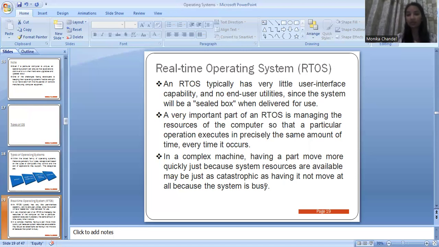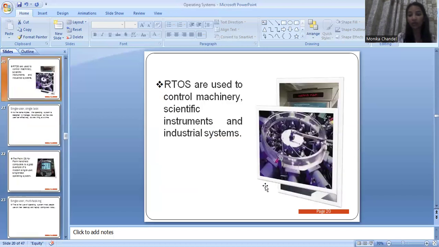So by these definitions, a real-time operating system has very little user interface. The jobs, or we can say the instructions, or the program, are executed in real time by the real-time operating system. It cannot wait for any next instruction, or wait for the operating system to finish executing the first job. So in a real-time operating system, the work we give to the computer is executed in real time.